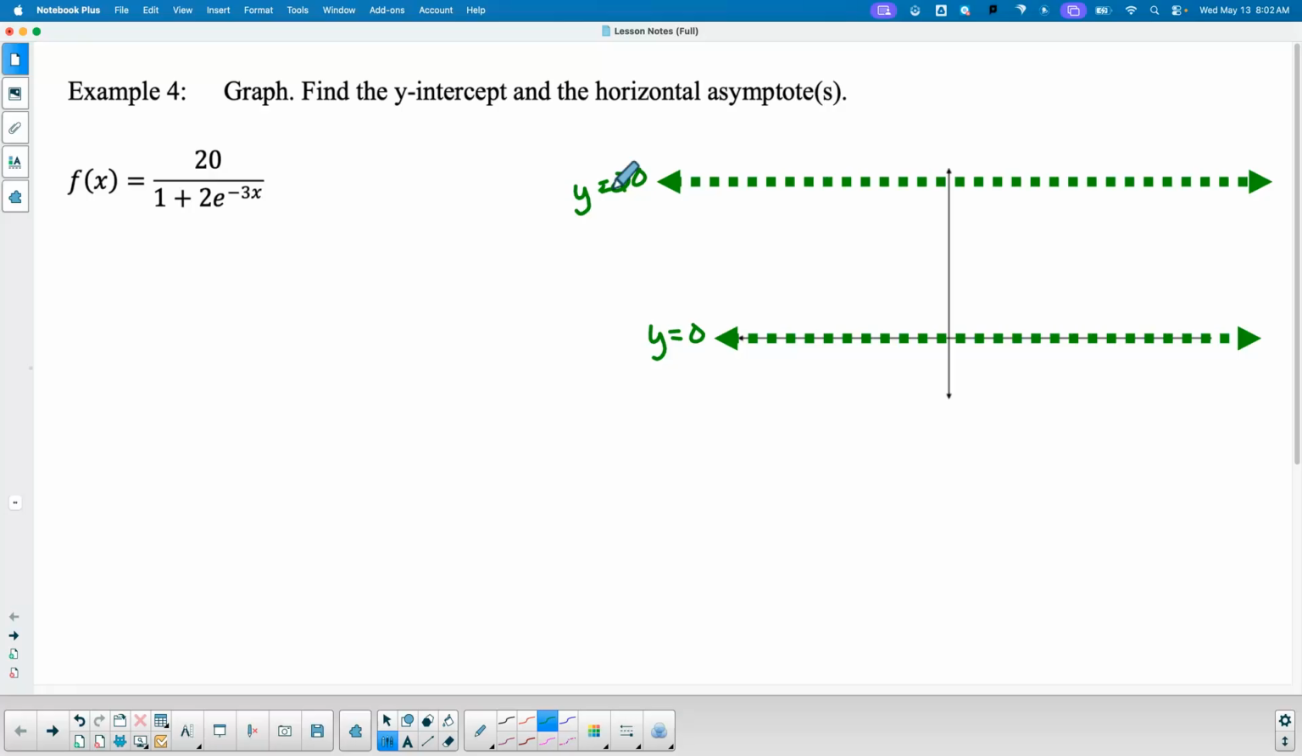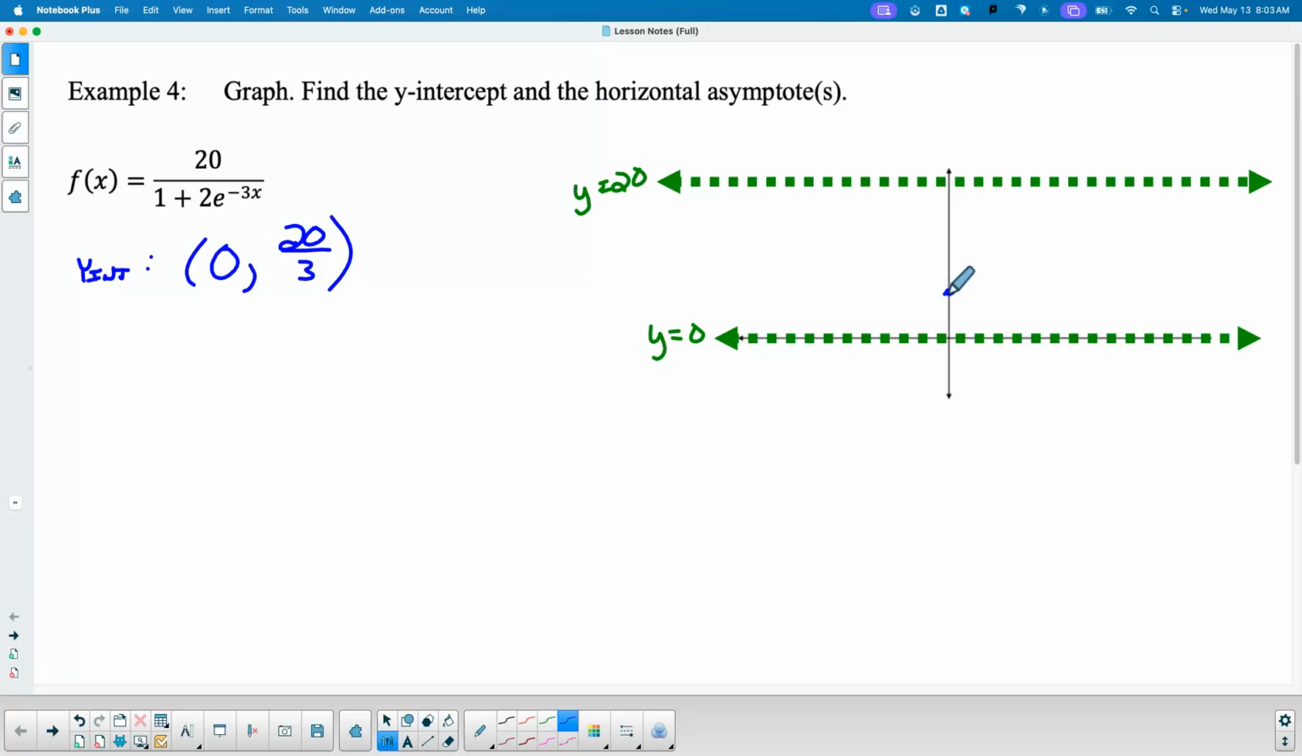What else can we find relatively easily? The y-intercept. How do I find the y-intercept? Plug in 0. So if I plug in 0, negative 3 times 0 is 0. E to the 0 power is 1. 1 times 2 is 2, plus 1 is 3. So my y-intercept is going to be at (0, 20/3). That would be like a third of the way up.